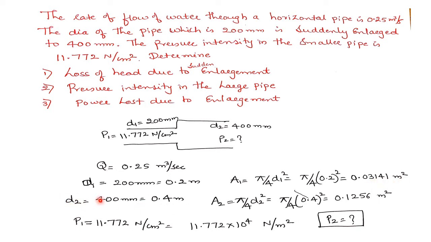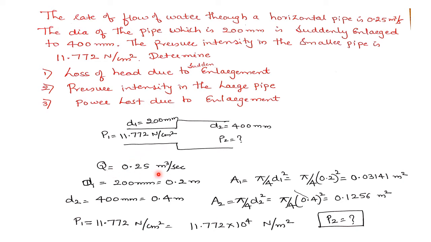Whereas diameter D2 is 400 mm, which is converted into meter, 0.4 meter. So the cross sectional area A2 of this pipe is given by pi upon 4 D2 square, that is pi upon 4 into 0.4 whole bracket square, so this is 0.1256 meter square.